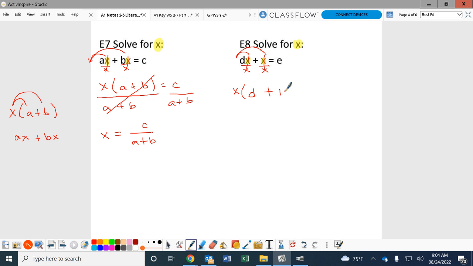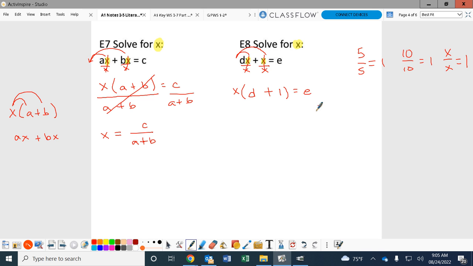Guys, what's 5 divided by 5? 1. What's 10 divided by 10? 1. What's x divided by x? 1. Guys, dividing anything by itself is 1. So no matter what, if you cancel them both out, it's going to leave you that 1 when you're dividing like that. Good. And it's equal to e.